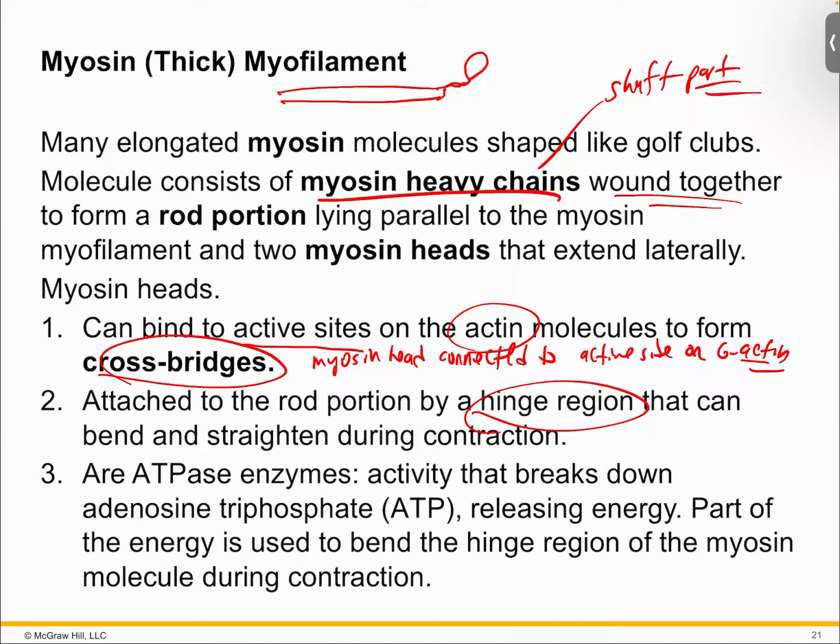And then you basically have to have ATP consumption. In order to have that, you have to have ATPase, right? This is an enzyme that basically breaks down ATP. What it does is it breaks ATP into ADP plus phosphate plus energy. And of course, you use the energy to pivot. All right, so that's what you use the energy for.